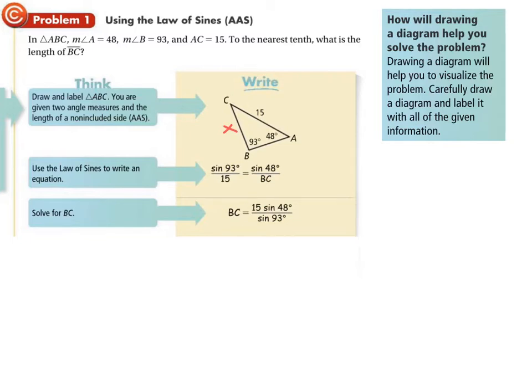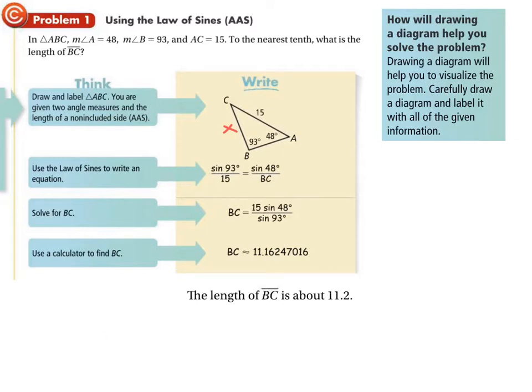So all you then have to do is use your calculator. You need to type it in. You need to say 15 times the sine of 48 divided by the sine of 93. And you might need to use parentheses around all of this, depending on your calculator. You work this out to be that. They're asking for the nearest tenth. Since you're rounding off to the first place after the decimal, the tenths place, and this is 5 or higher, it rounds up to a 2. So the length of BC is about 11.2. And you don't have units, so it's fine.